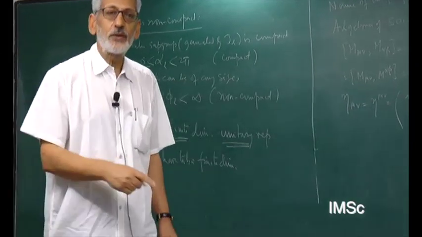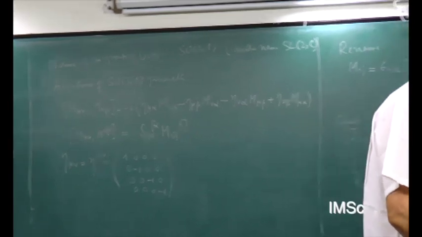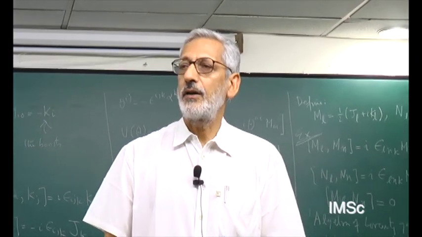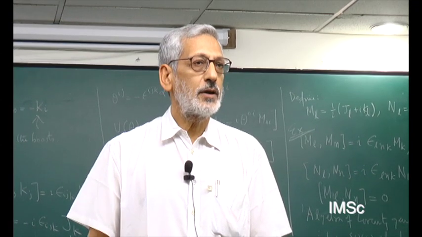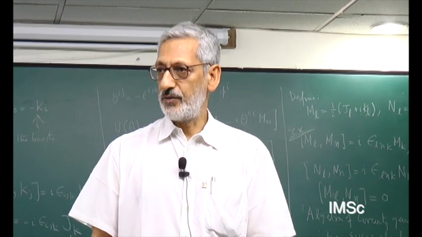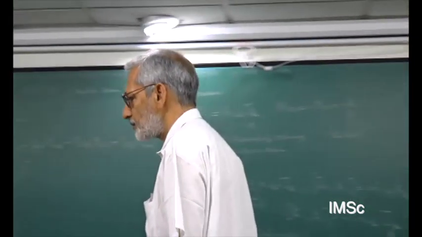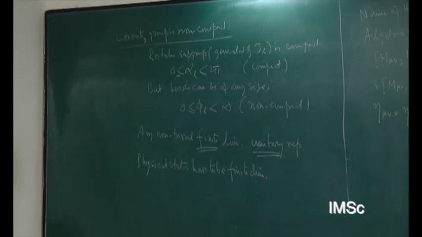So the finite dimensional representations of the Lorentz group that we will construct now will not be unitary. The generators will not be Hermitian. Transformations will not be unitary. Now, so the finite dimensional representations of Lorentz group.